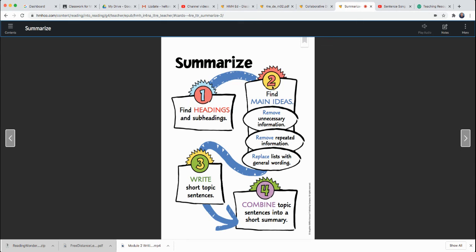We'll be doing some summarizing during the year. So here's some ways that you can know how to summarize. All right, go do your assignments now, and we'll see you tomorrow.